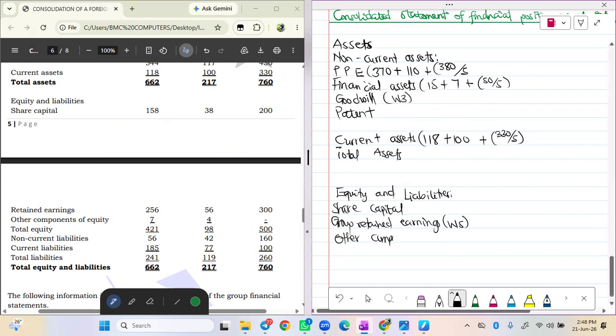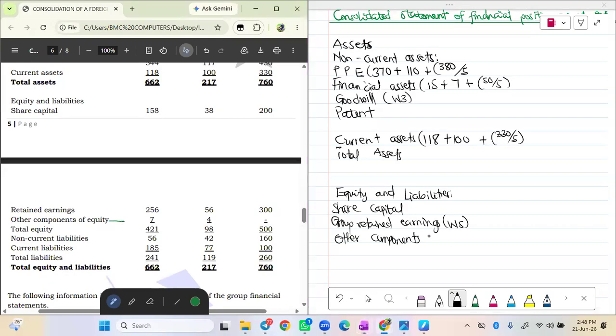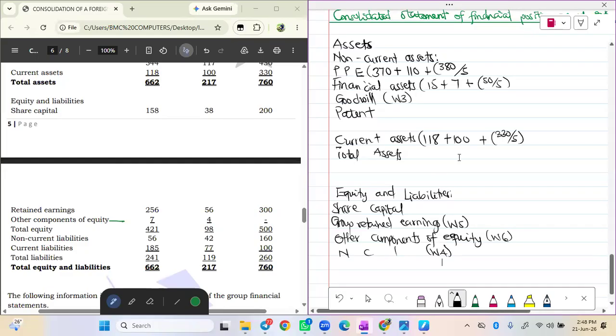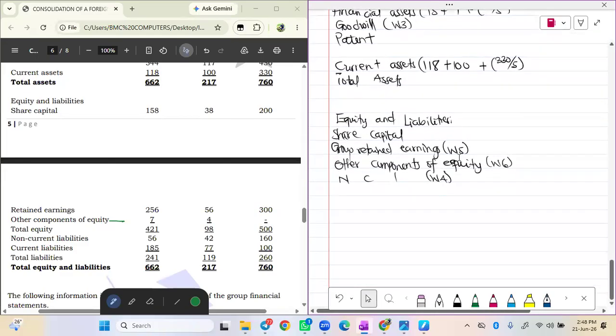Because there is other component of equity as a single line item here, the exchange gains and losses due to retranslation will be treated in other components of equity, and that one you open workings for it, working 6. Before you come to your NCI examination, write it in workings 4. You add all the equity items to get your total equity.